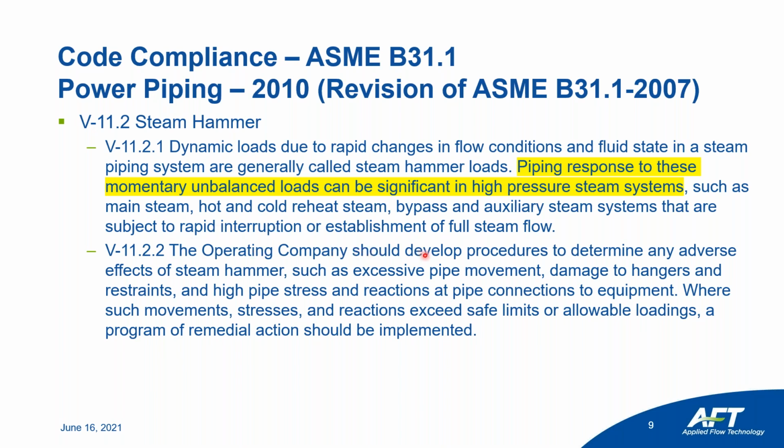The operating company should develop procedures to determine any adverse effect of steam hammers, such as excessive pipe movements, damage to hangers and restraints, and high pressure stress and reactions at pipe connections to equipment, where such movements, stresses, and reactions exceed safe limits or allowable loadings, a program of remedial actions should be implemented. So it tells you have to consider transient events to gases and what it calls steam hammer.